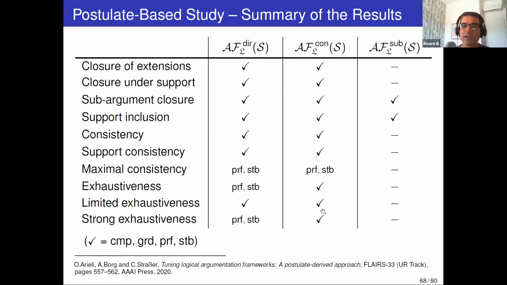And in general, you see here that in most of the cases, when we use direct-based attacks, we can assure most, if not all, of the postulates with respect to most of the semantics, while when we use subset-based attacks, the situation is more, let's say, complicated. Not all the properties can be assured always.